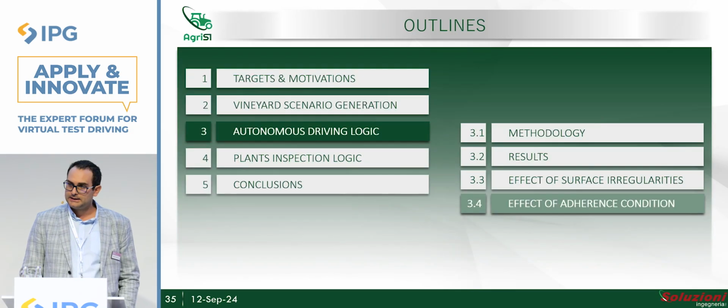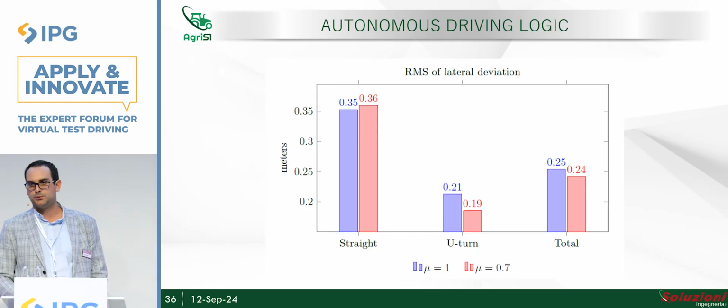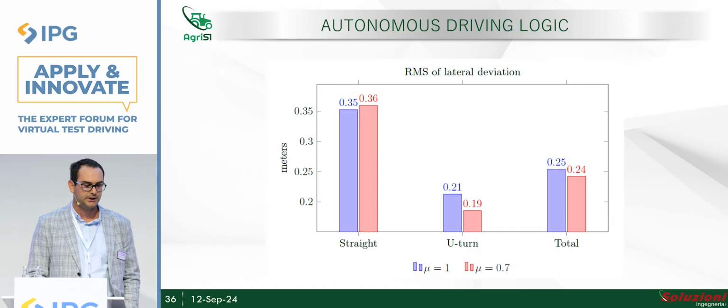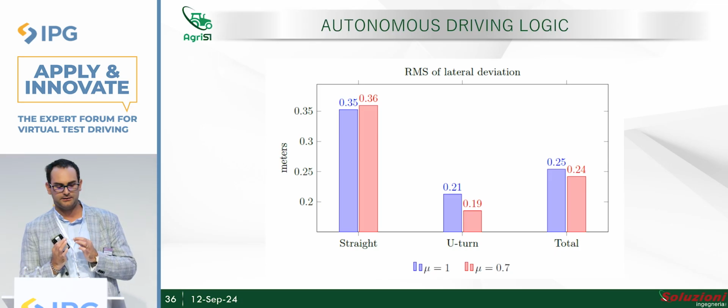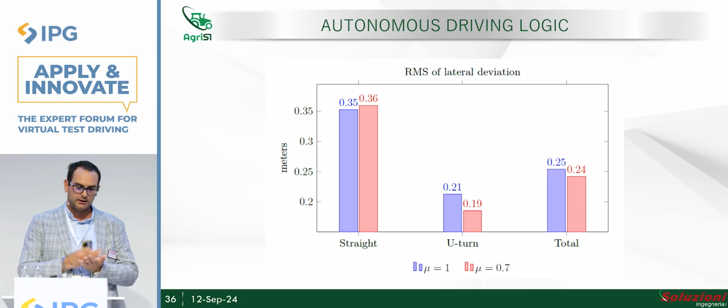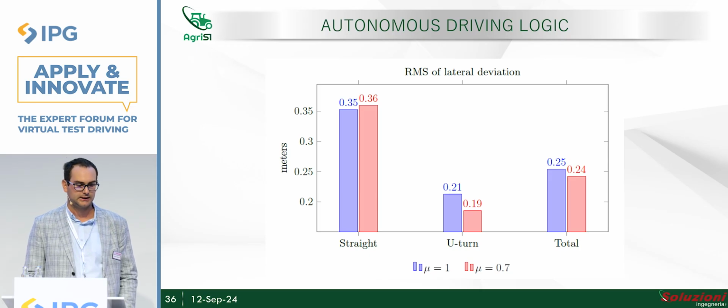For what concerns adherence conditions, in this case we repeat the test with two different levels of potential friction of the soil. We can see that the system is not so affected by adherence, as there are very slight differences in lateral deviation. So we can see that the friction coefficient doesn't affect the control logic in this case.